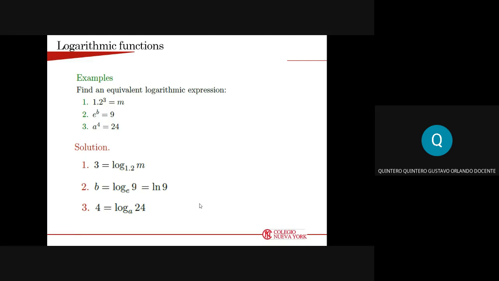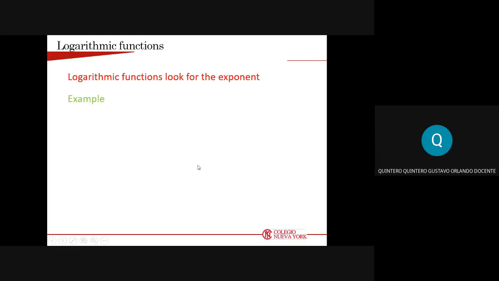We're going to do more examples of this later in the class. As of now, I want to do a little bit of an analysis here. Try to keep up with me, all right? This is absolutely simple, but try to keep up. Look, logarithmic functions, look for the exponent. Whenever you have a logarithm like this, logarithm to the base 2 of 8.